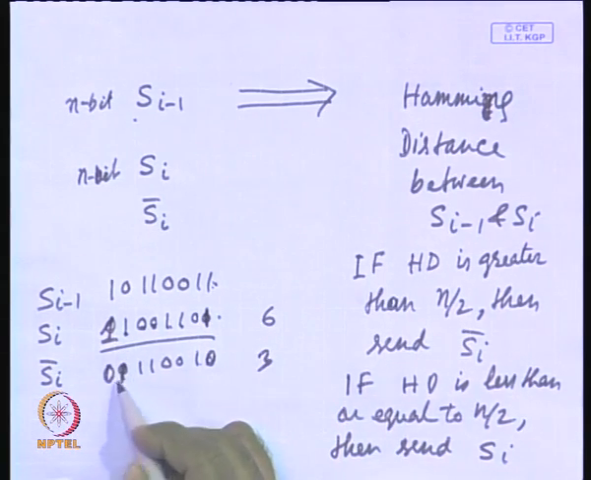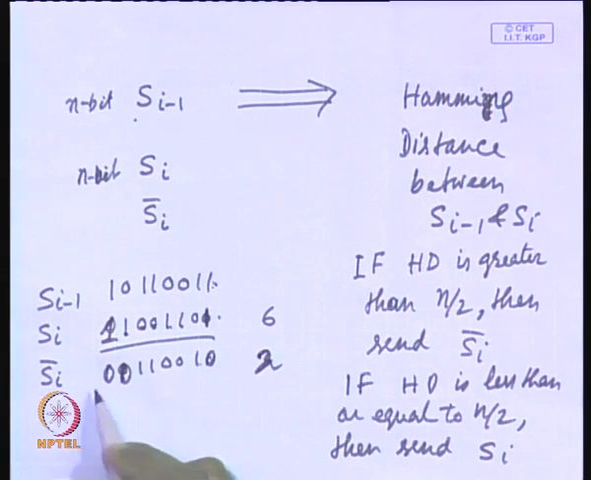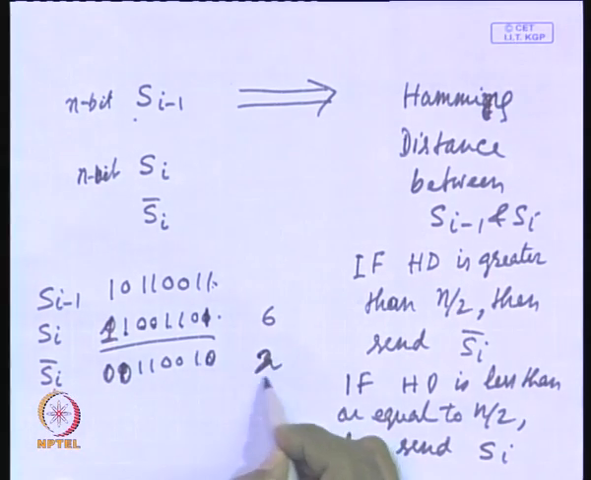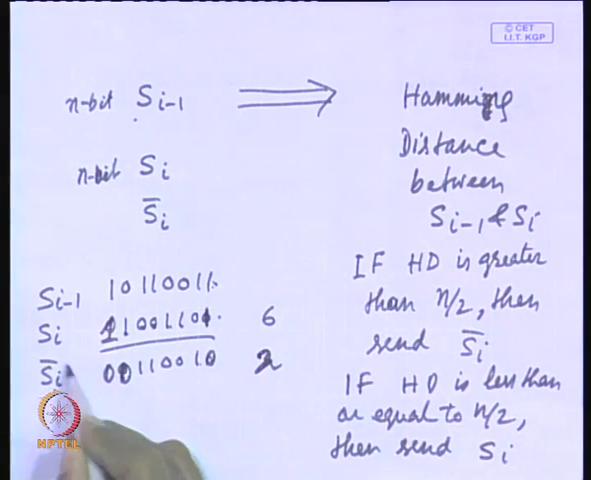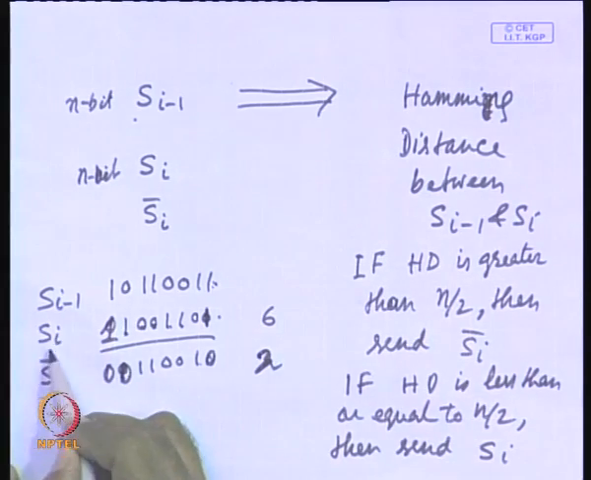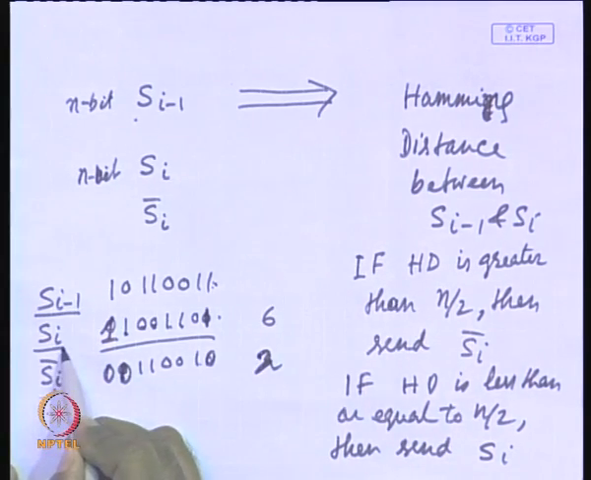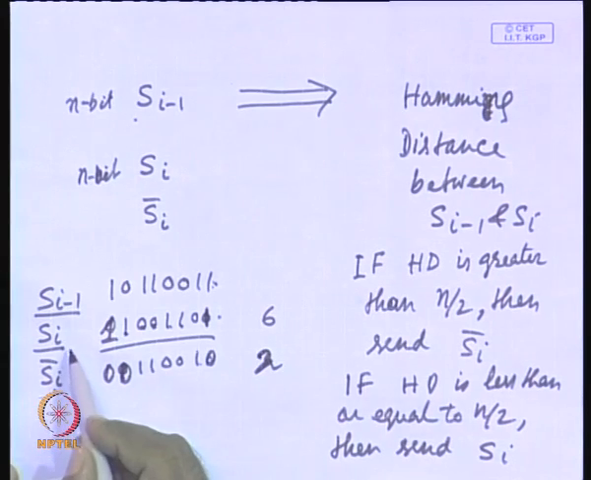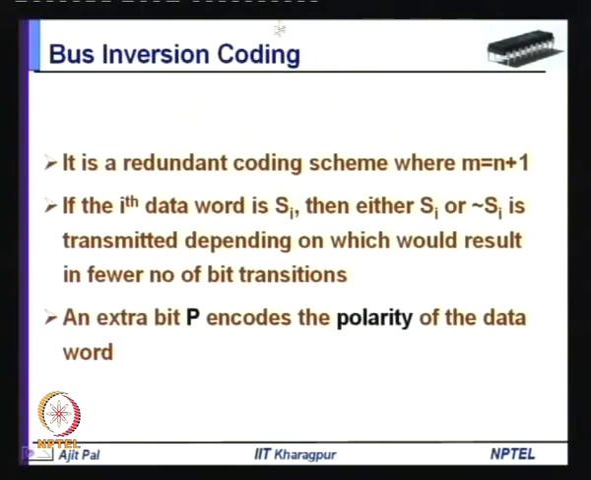So, 1 1, so it will be 0 0. So, that means, here it is 2. So, we find that if you send Si bar, then the number of transitions is becoming 2. So, it is profitable to send Si bar. That is how, by comparing the Hamming distance between the previous data and the present data, you can find out whether you have to send Si or Si bar. That is the basic idea of this bus inversion coding.